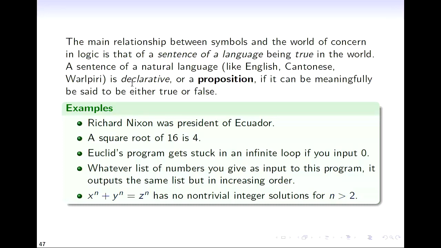Richard Nixon was president of Ecuador. The question is which Richard Nixon we are talking about, but we could say it's true or false. The square root of 16 is 4.